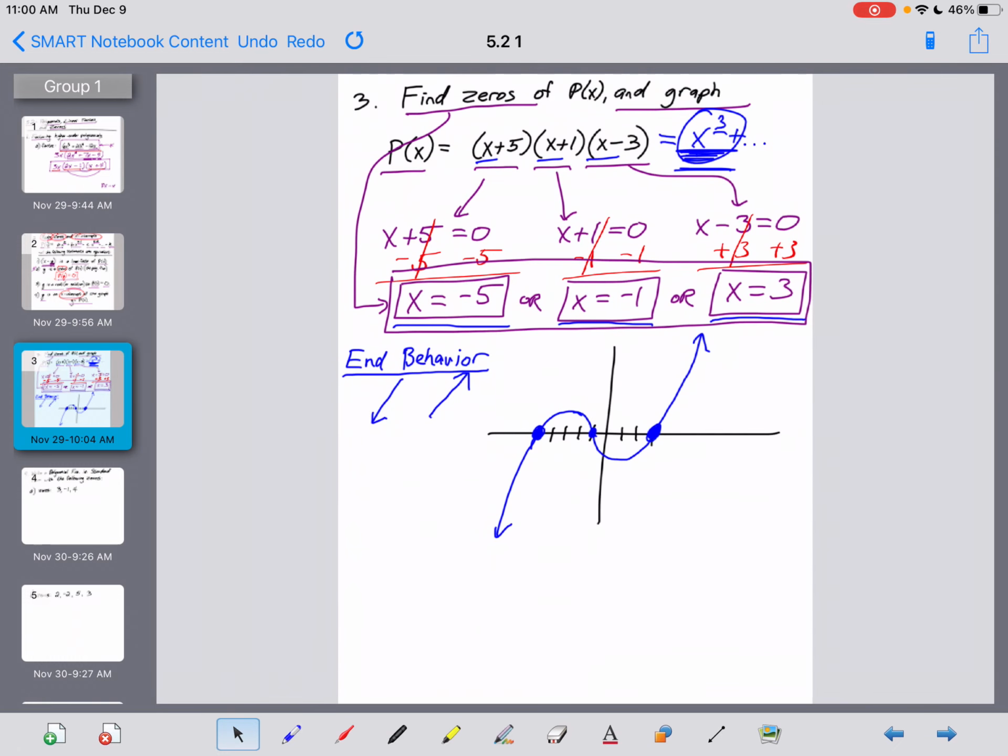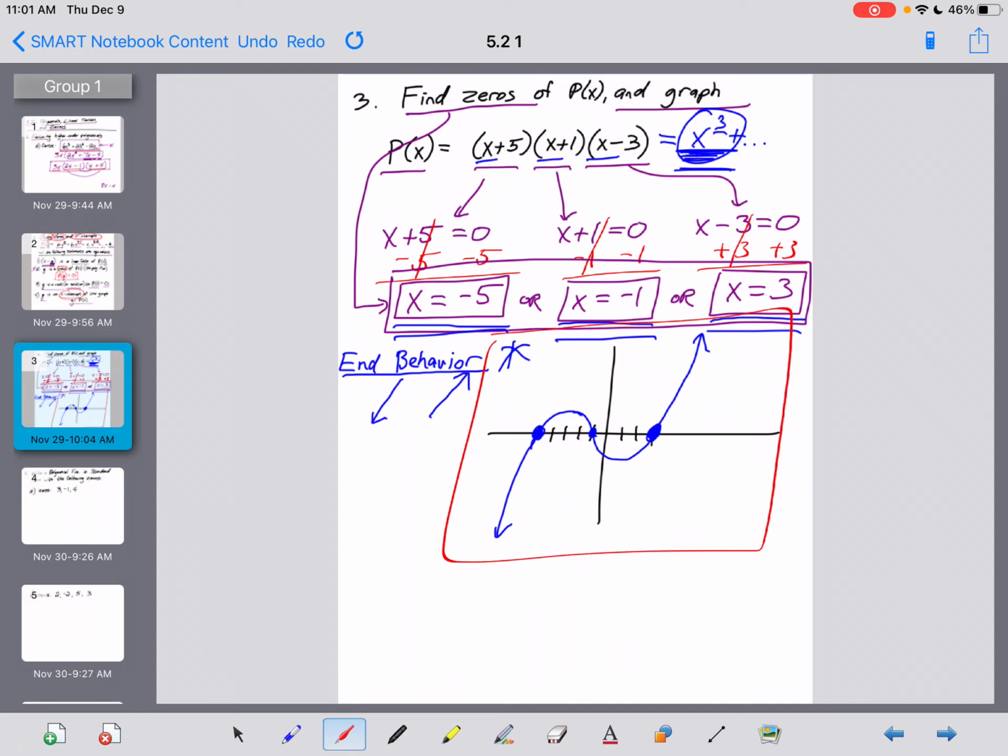So putting that all together, we found the zeros of our polynomial, x equals negative 5, x equals negative 1, and x equals positive 3, and we used those as our x-intercepts, and then we used our end behavior right here to come up with this rough sketch for the graph of what p of x looks like in this particular example. Okay, so hopefully that one's not too bad.